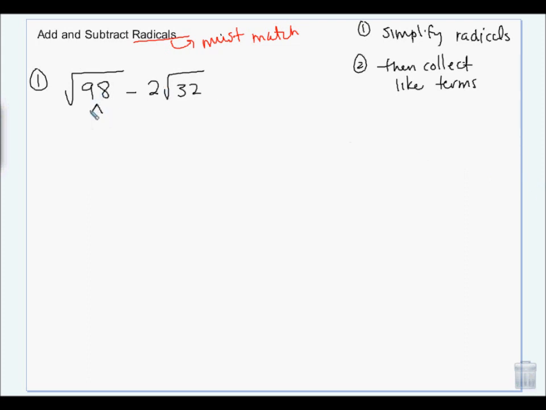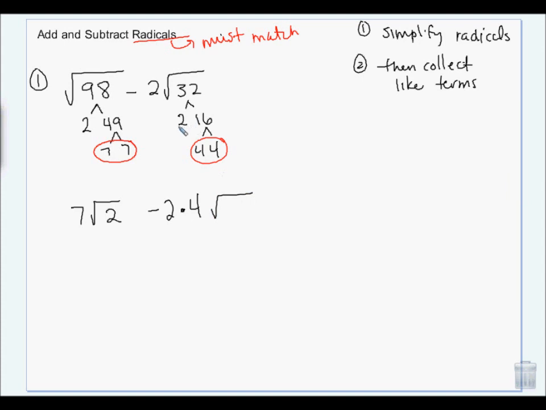So 98 is 2 times 49, and 49 is 7 times 7. So I can bring out that 7, and I'm left with radical 2. 32 is 2 times 16, and 16 is 4 times 4. So I can bring out that 4. The 2 is already there, so it doesn't go away. And then this 2 right here gets left behind. So this is 7 radical 2 minus 8 radical 2. So that's negative 1, but the 1 is invisible.